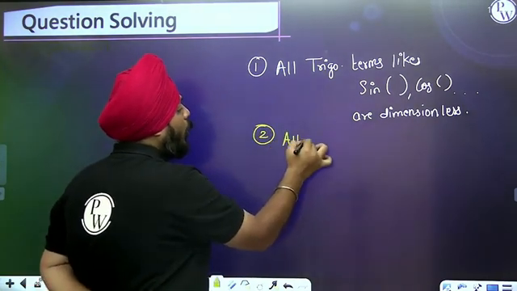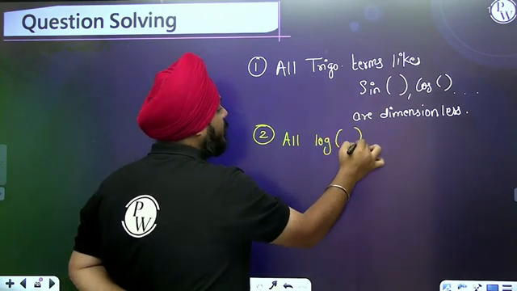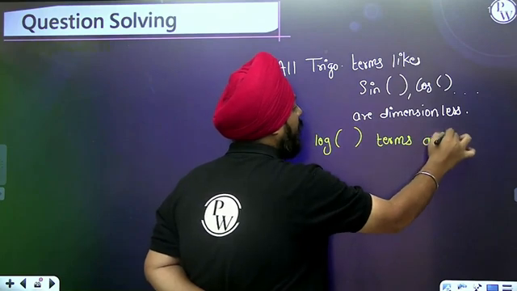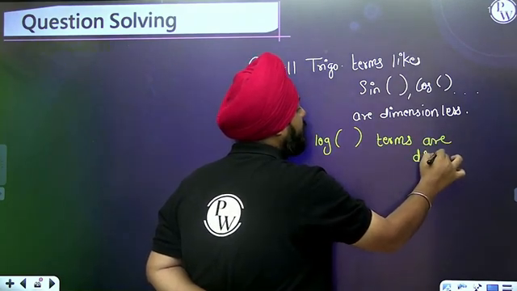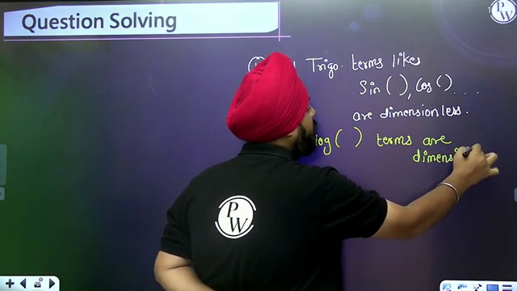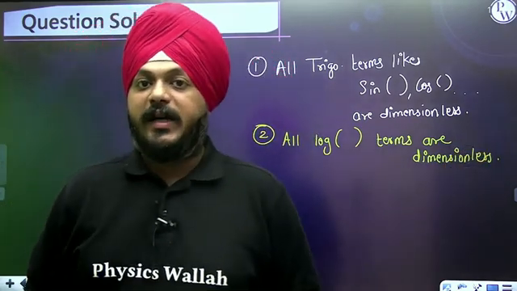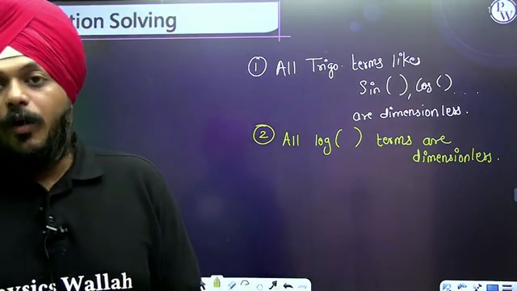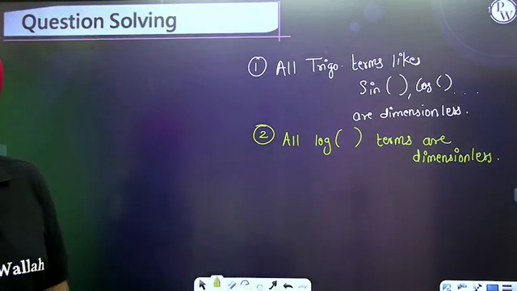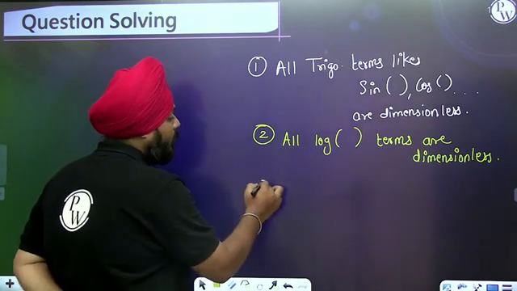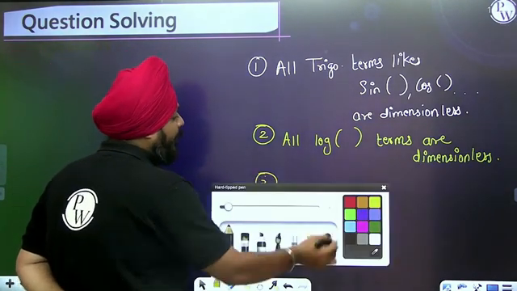All logarithmic terms are dimensionless. All of those logarithmic terms are dimensionless. Third, all e to the power terms.